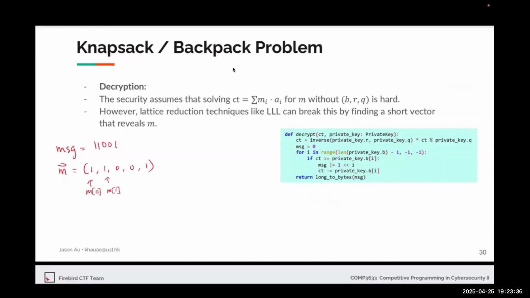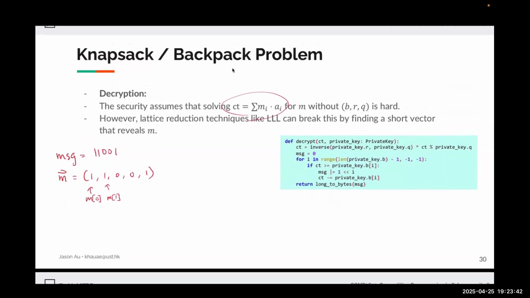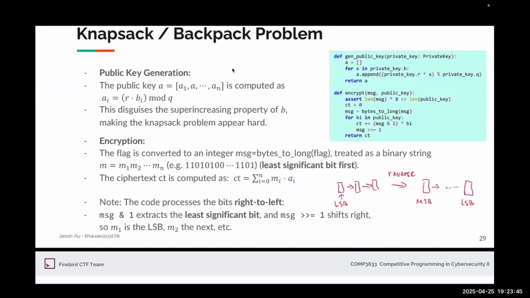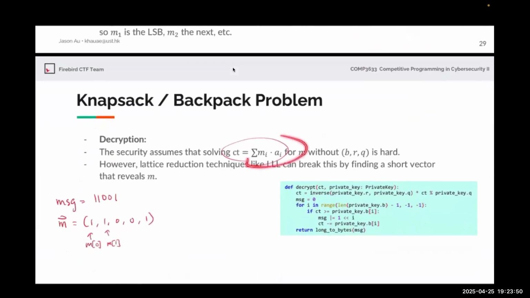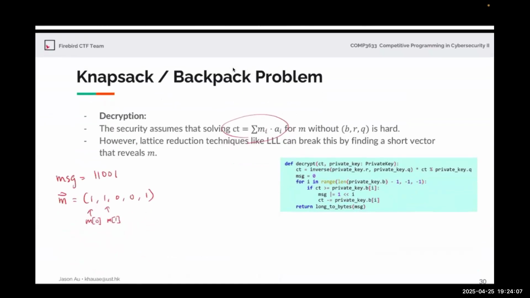And then actually the encryption algorithm here ensures that the ciphertext is the sum of all the m times a, where m is each bit in the message vector, and a is the public key vector. So a is the key vector, and m is the message vector.